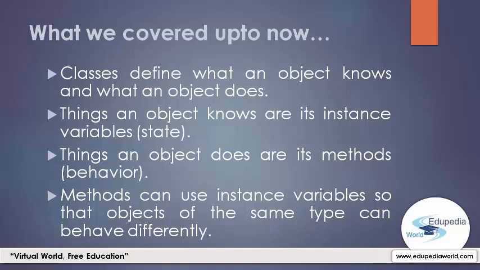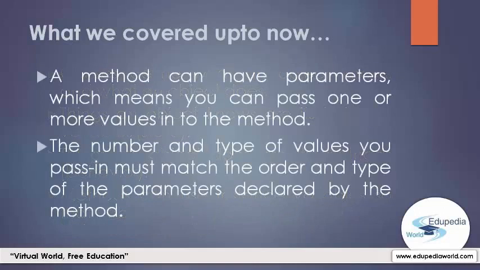And also, the methods can behave differently according to the instance variable value. For example, depending on the size of the dog, he may bark in different ways. The big dog may bark in a louder voice and smaller dogs may bark in a smaller voice. A method can have parameters, which means you can pass one or more values into the method. If you want to make the dog bark 3 times, you can send the number 3 as a parameter.